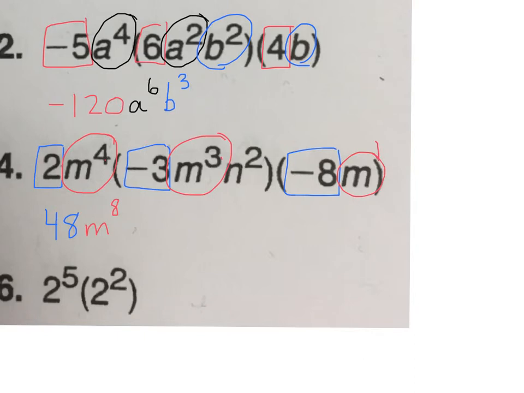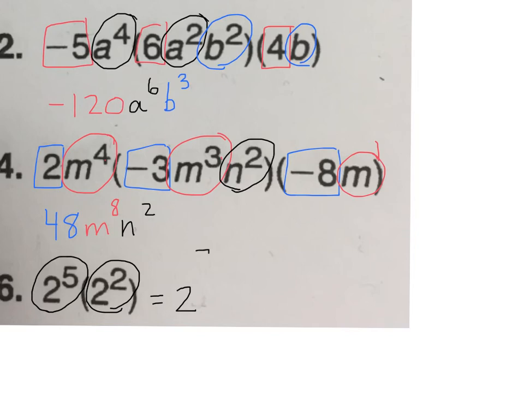And then let's look at the n's. The only n in the problem is n squared. There's nothing to multiply it by, so I just bring it on down, n squared, right? Look at this last one. What's the base of this? 2. What's the base of this? Do we have like bases? Yes. If we do, you add the exponents, so this would be 2 to the 7th power.